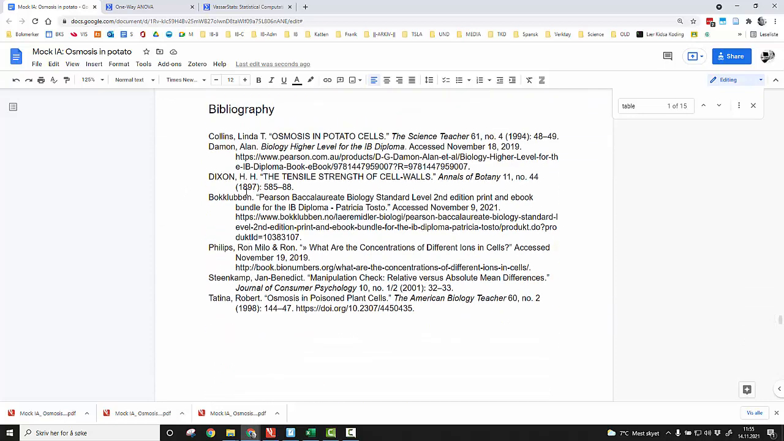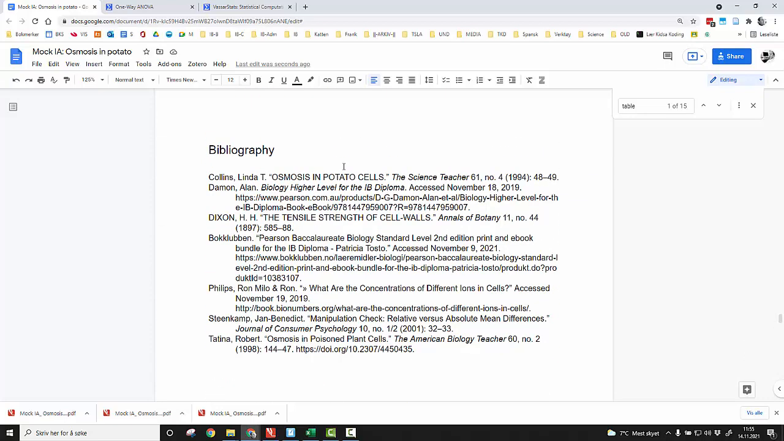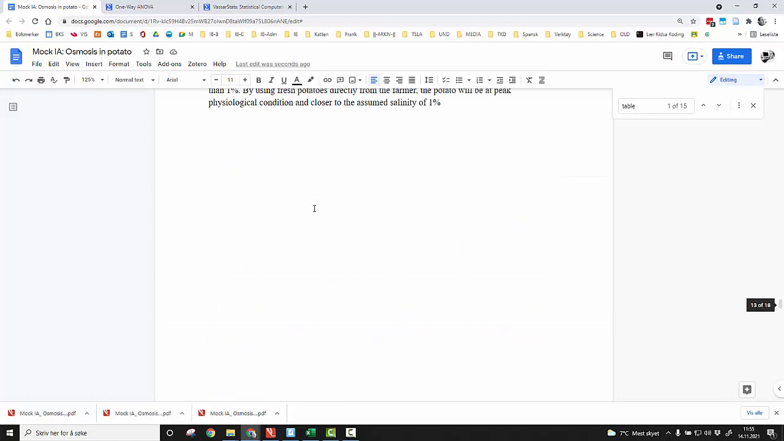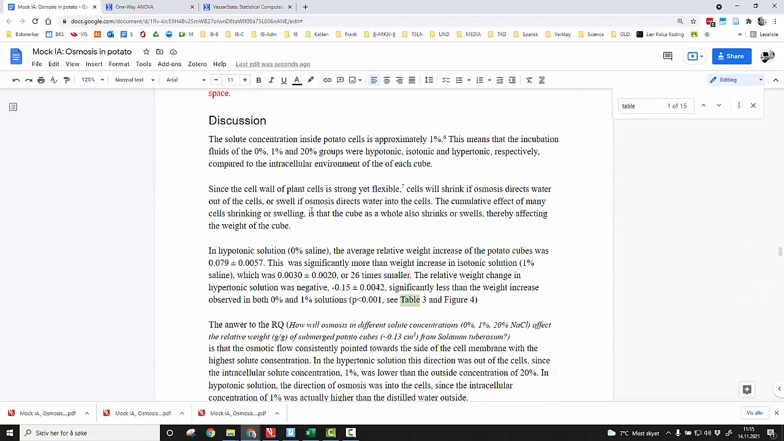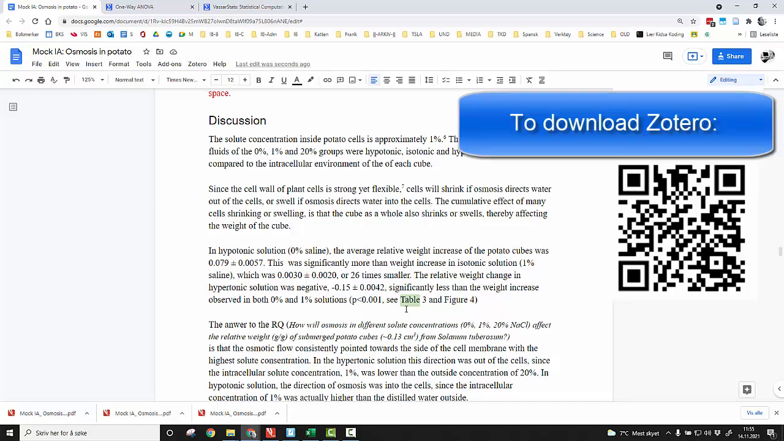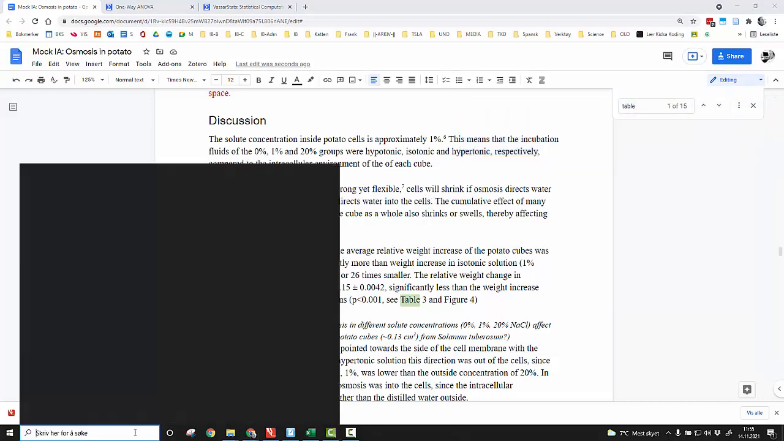Then we come to the bibliography, and whenever we mention a biological fact or something, we have to use an in-text reference, and I will show you how this is done. So let's say I want to put a reference here. Then I go on my Zotero, which I have already installed. But since I might not have the reference I'm looking for here, we will find it first.